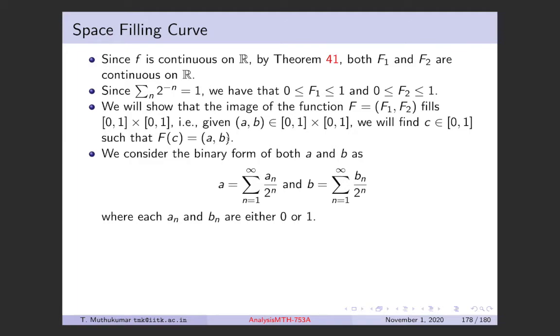So suppose a and b are given, a is from 0 1, b is also from 0 1, right? So we write down the binary expansion of both the numbers a and b. So this is the binary expansion of a, this is the binary expansion of b. The way we wrote down decimal expansion before for some earlier proof, here we are looking at the binary expansion.